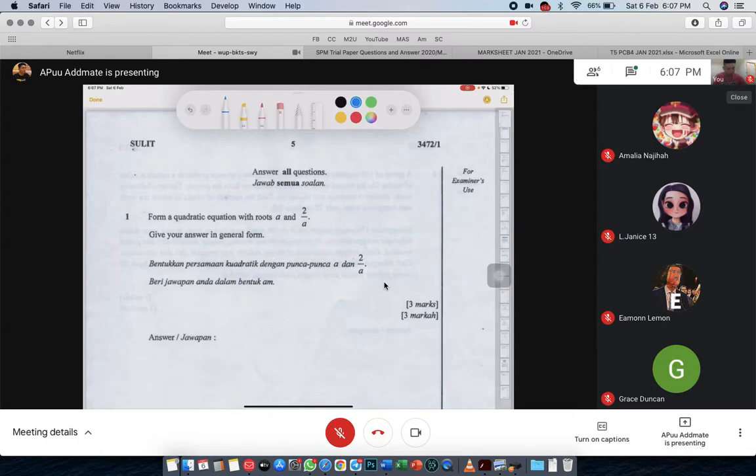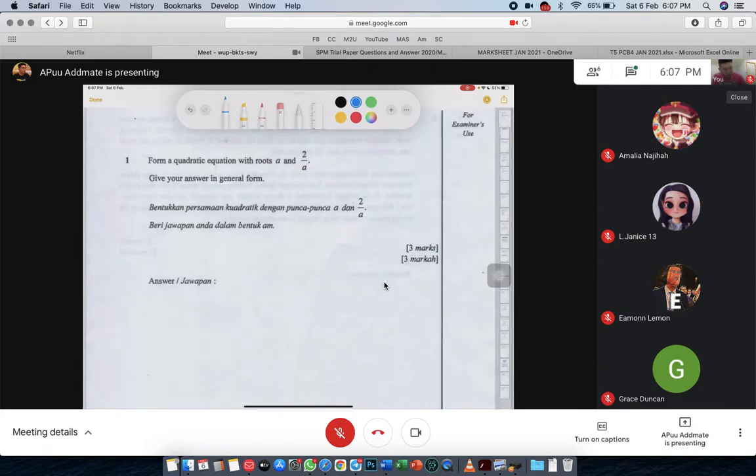So it's recording now. Form a quadratic equation with the roots of a and 2 over a. Jadi sekarang kamu punya roots, you are given these two things, a and also 2 over a. If we are talking about this question, you want to find your quadratic equation, you must try to recall that there is actually a formula that is involved, right? Apa formula yang involved kat sini?